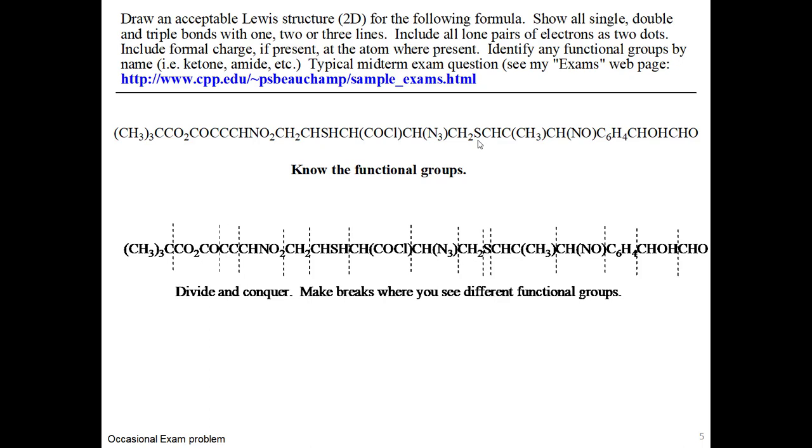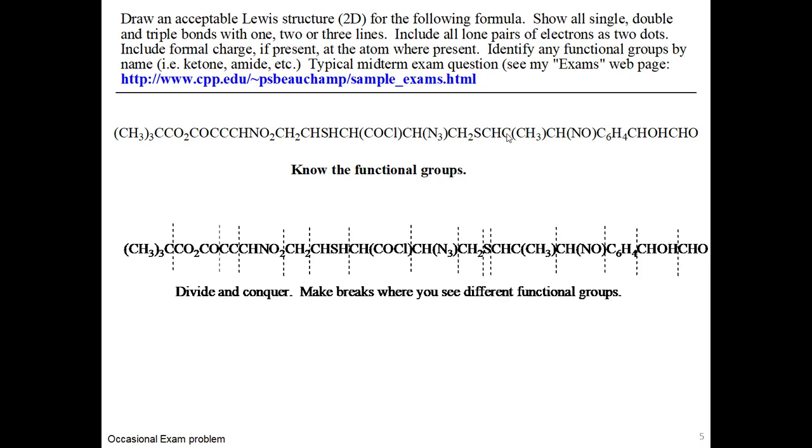It's sort of like an ether if that was an oxygen, but it's a sulfur, so we call it a thioether, or some people call it a sulfide. Okay, and then I come to another CH, but it looks a little incomplete.